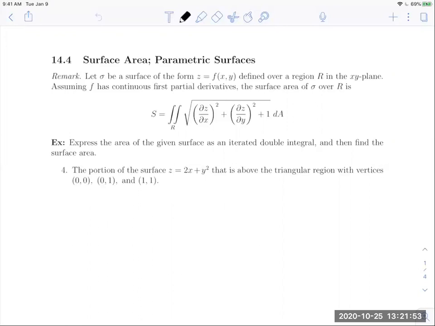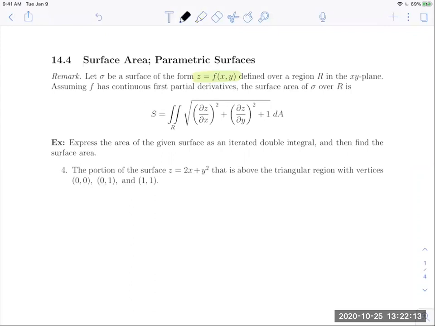Let sigma be a surface of the form z equals f of x, y. And let me pause here already and make sure that when you're computing this surface area, you're in the correct format where z is solved for explicitly. And let's suppose that this surface is defined over a region R in the xy plane.